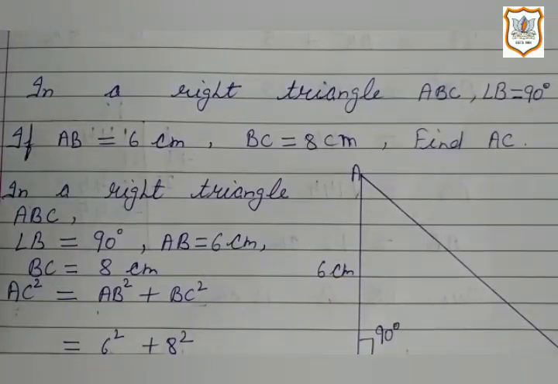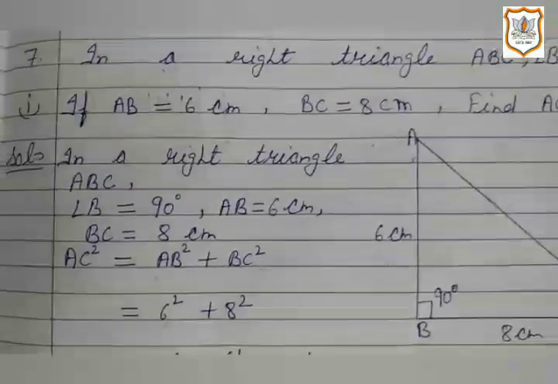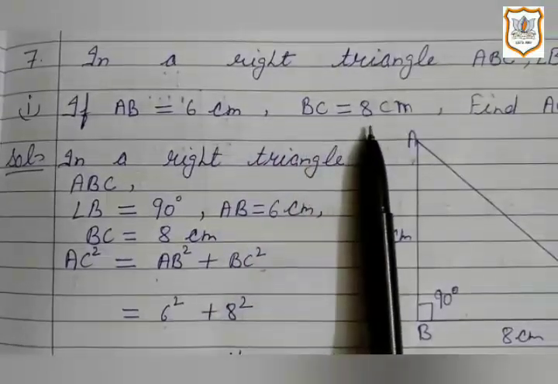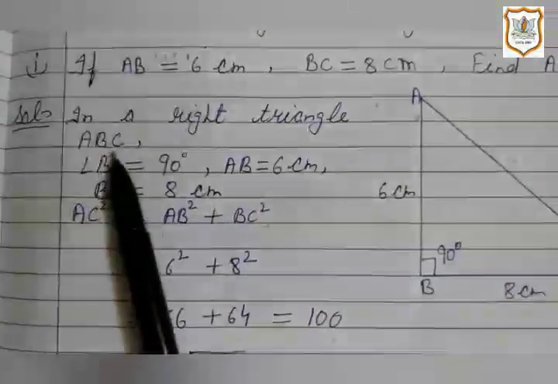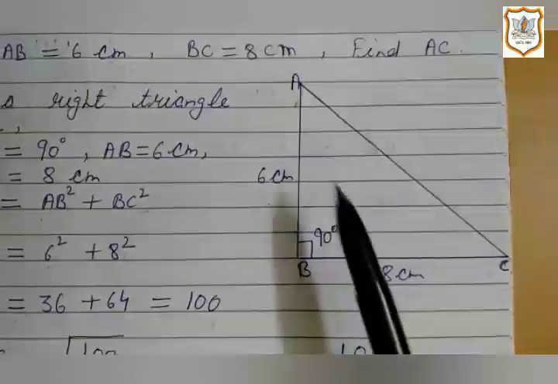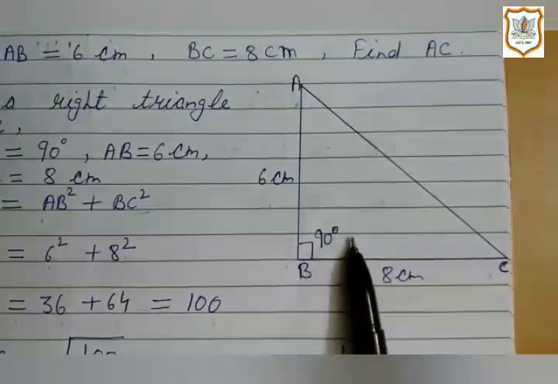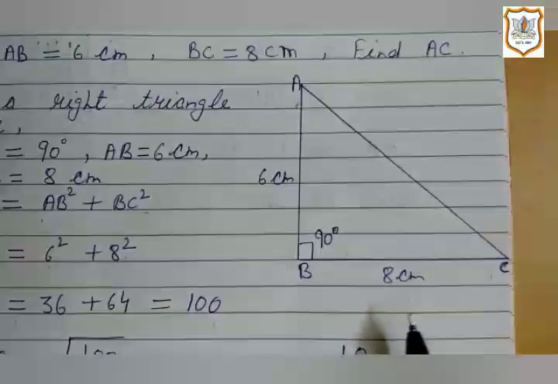As you know, a right triangle means a triangle has one angle as 90 degrees. First part: if AB is equal to 6 centimeter and BC is equal to 8 centimeter, find AC. In a right triangle ABC, look here. This is the right triangle ABC. Angle B is 90 degrees. AB is 6 centimeter. BC is 8 centimeter.